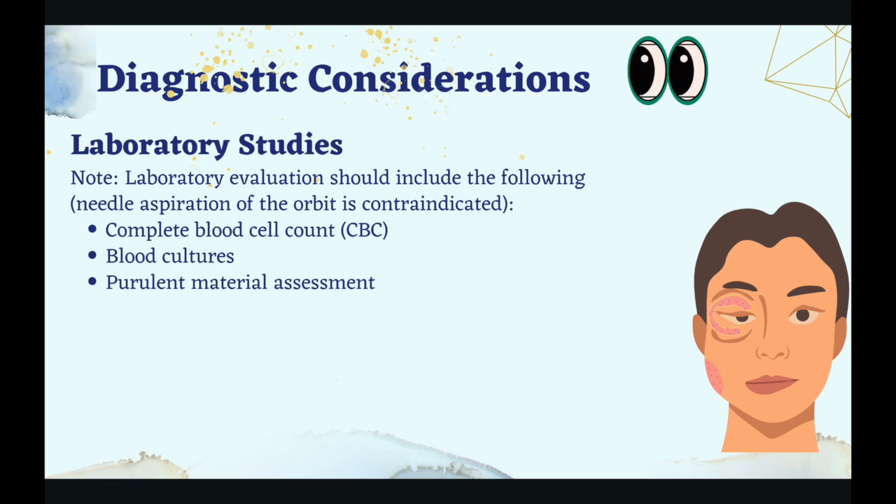On complete blood cell count, there is leukocytosis, greater than 15,000, with a shift to the left commonly seen. Obtain blood cultures prior to the administration of any antibiotics, although they are unlikely to reveal the responsible organism. Purulent material assessment: collect purulent material from the nose with a cotton or calcium alginate swab, smear for Gram stain, and culture on aerobic and anaerobic media. Assess any material obtained from the sinuses or directly from an orbital abscess in the same manner.